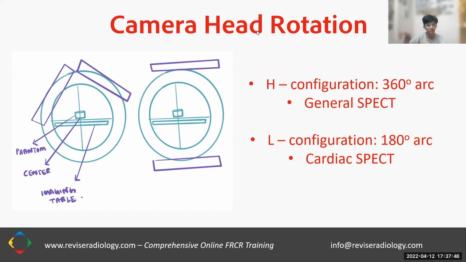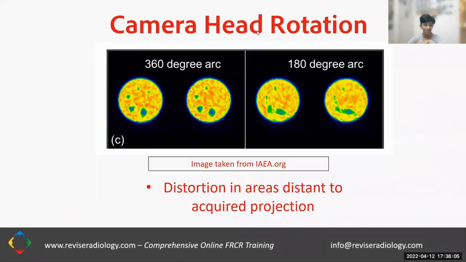Or views are acquired along 360 degrees. This is used for general imaging. The L configuration instead describes a 180-degree arc, and that is used for cardiac imaging. So the L configuration is the one on the left. It looks like the alphabet L. And the H configuration is the one on the right, and it looks like the alphabet H.